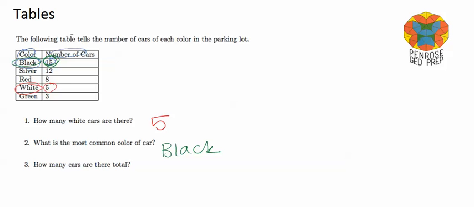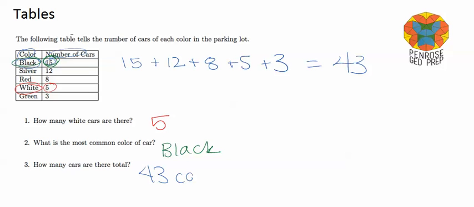Okay, when I add up the number of cars, I get 15 plus 12 plus 8 plus 5 plus 3. So let's see, that looks like it should be 43. So we have 43 cars total in the parking lot.